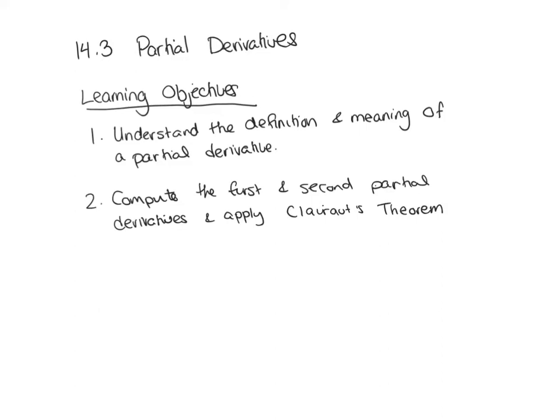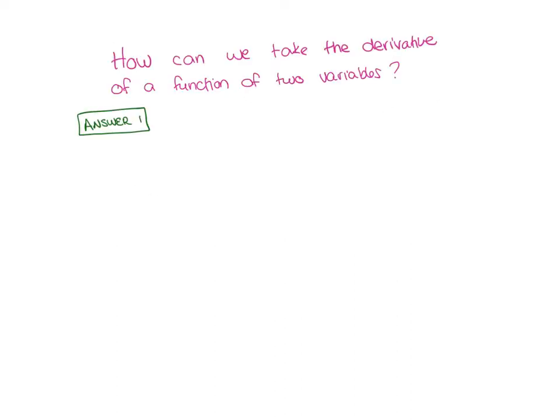Section 14.3 covers partial derivatives. So we want to understand what the definition and the meaning of a partial derivative is, and then to compute the first and second partial derivatives and apply Clairaut's theorem to see in what cases mixed order partials are going to be equal to each other. So let's have a look at that.